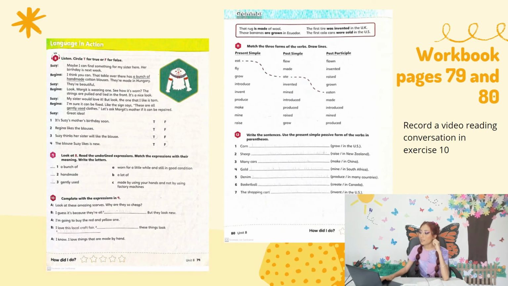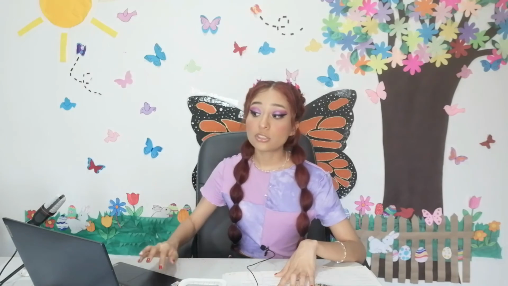Okay, so now I think that we are ready to go to workbook pages 79 and 80, okay? Pay attention to it. First of all, activity A, listen, circle T for true or F for false. So I'm going to play this audio. It's a conversation between Susie and Regina. So please listen to it because we need to pay attention to this conversation to do the next activities. So let's check it out, kids.